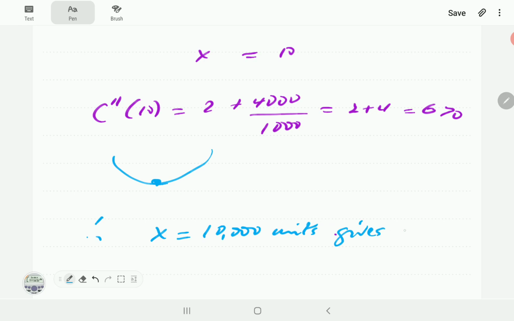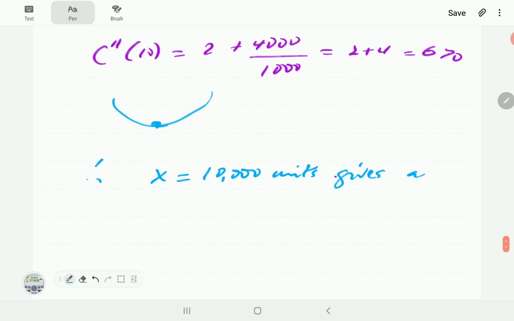gives a minimum, or minimizes the costs. 10,000 units minimize the costs. All right, so that is that.